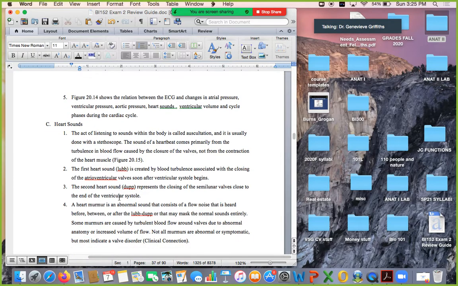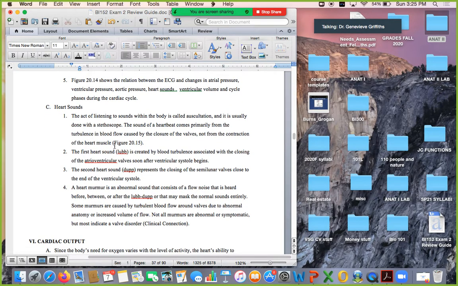Okay, this talks about how to use a stethoscope and what you're listening to. What you're listening to is the turbulence of the blood flow, the valve closure. So you think that you're listening to the contraction of the heart muscle itself, but you're not. You're listening to the swoosh from the blood flow happening when the valves are opening and closing.